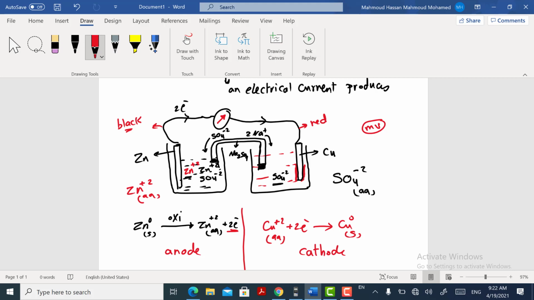You will start to measure the reading. The reading will be, if the concentration is 1 molar from each solution, 1 molar from the electrolyte, you will find the value of the EMF.